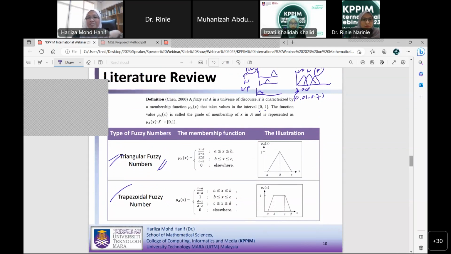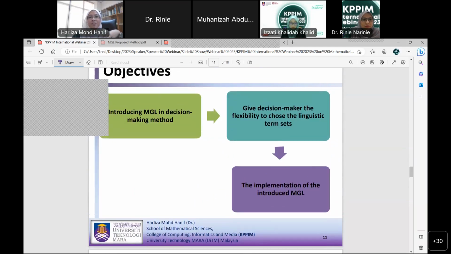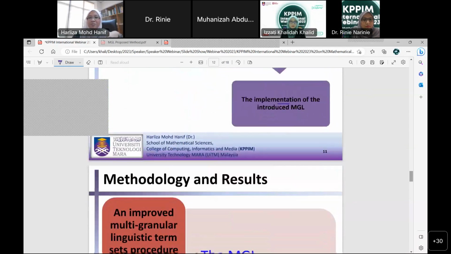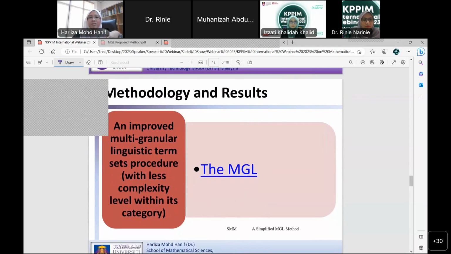That's my point. Okay, as the objective of this research, we want to introduce MGL in a decision-making method and give decision makers the flexibility to choose the linguistic term set. And then we want to implement the introduced MGL on secondary data to validate the proposed method, whether it works accordingly or not. So that is the third objective. So for methodology and results, the improved MGL that we are trying to propose, we call it SMM, a simplified MGL method.